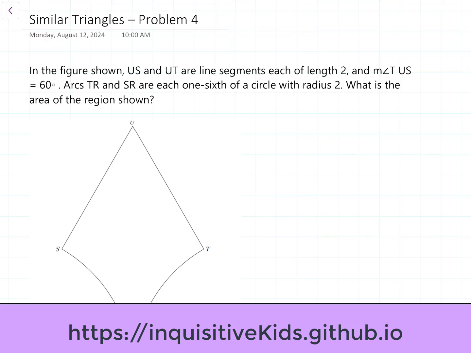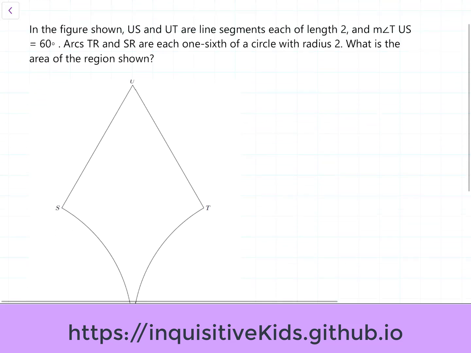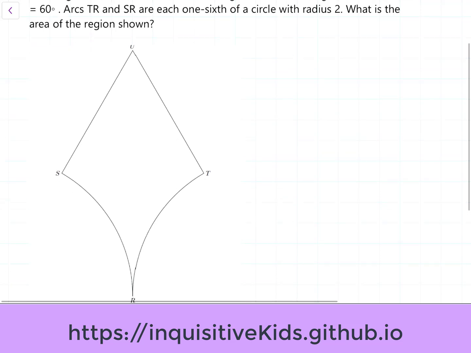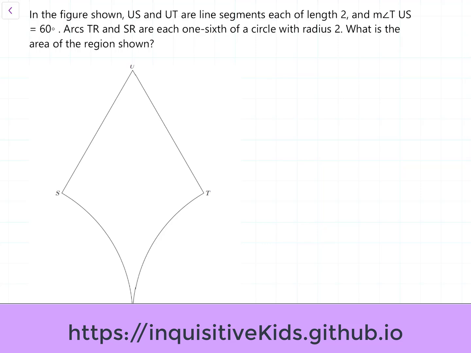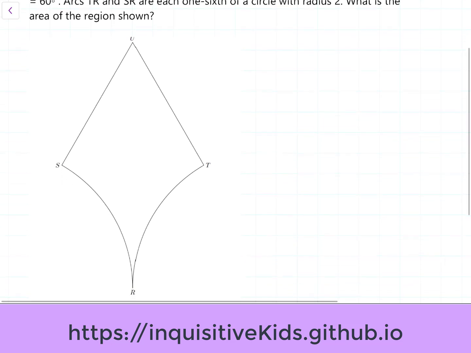Here is problem 4. In the figure shown, US and UT are line segments each of length 2, and the measure of angle TUS is 60 degrees. Arcs TR and SR are each 1/6 of a circle with a radius of 2. What is the area of the region shown?